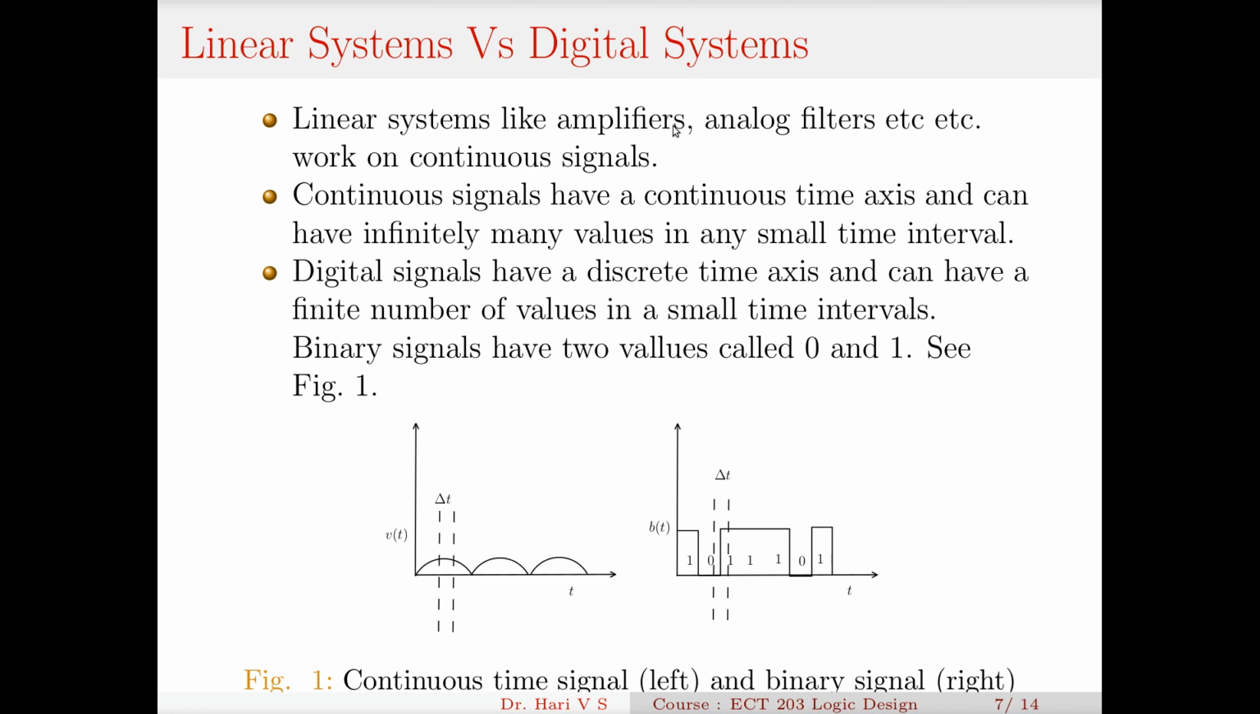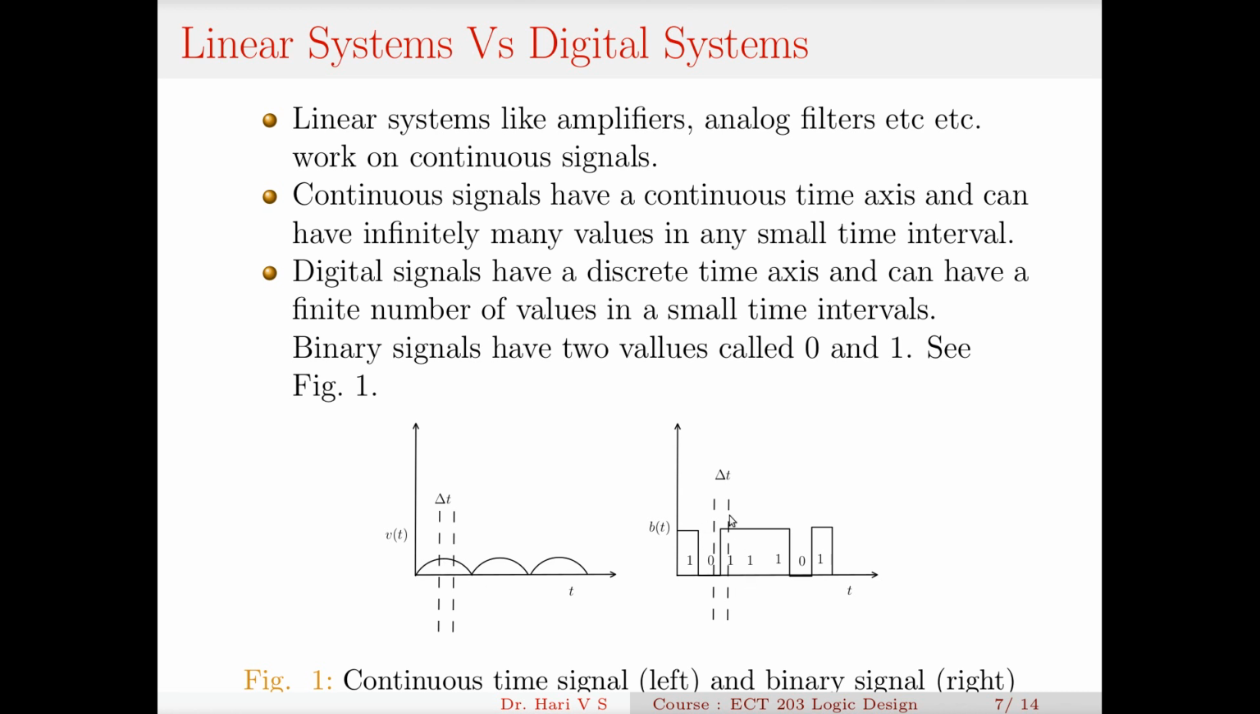So they work on continuous time signals. So what is a continuous time signal? A signal like this is a continuous time signal. This is actually a full wave rectified signal. If I take any arbitrary time interval, you can see that this signal has infinitely many values during this small delta t.